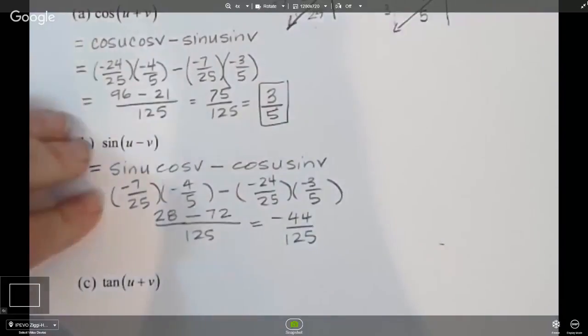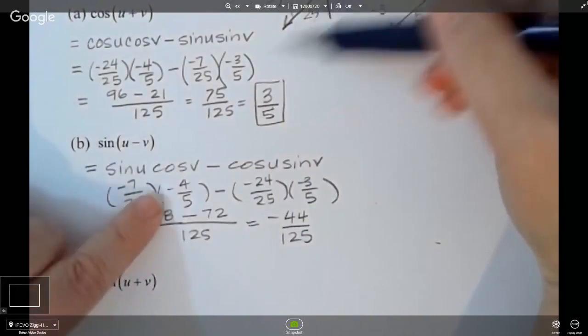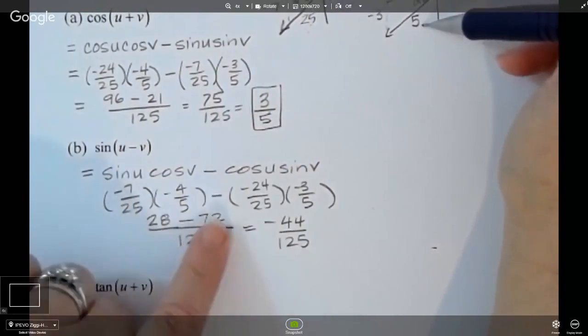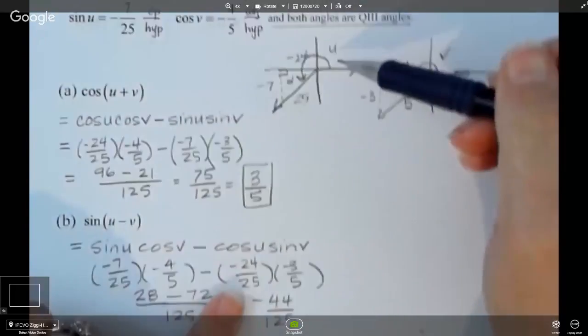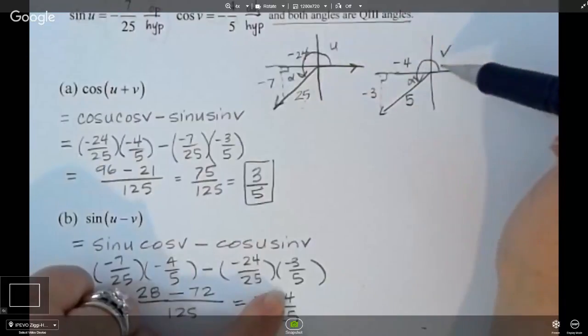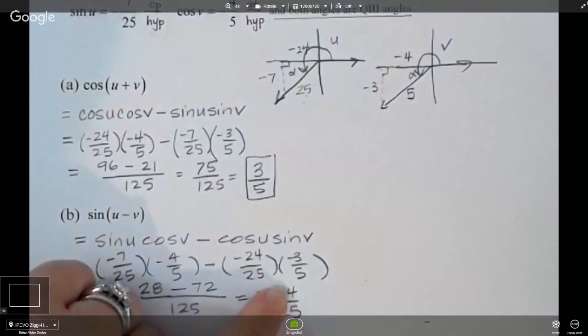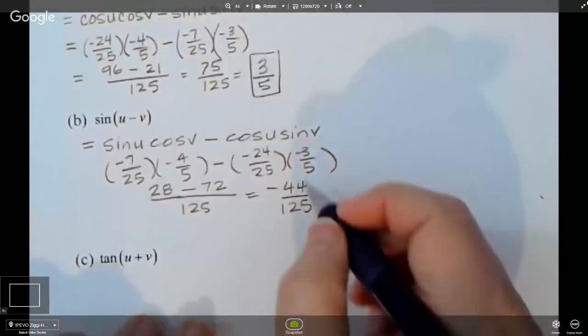Let's make sure I did that right. The sine of u is negative 7 over 25. The cosine of v is negative 4 fifths, minus the cosine of u, which is 24 over 25, minus the sine of v, which is negative 3 over 5. And 24 times 3 is definitely 72. And if I subtract them, that's what I get. You can't really reduce that, so we're stuck with that.